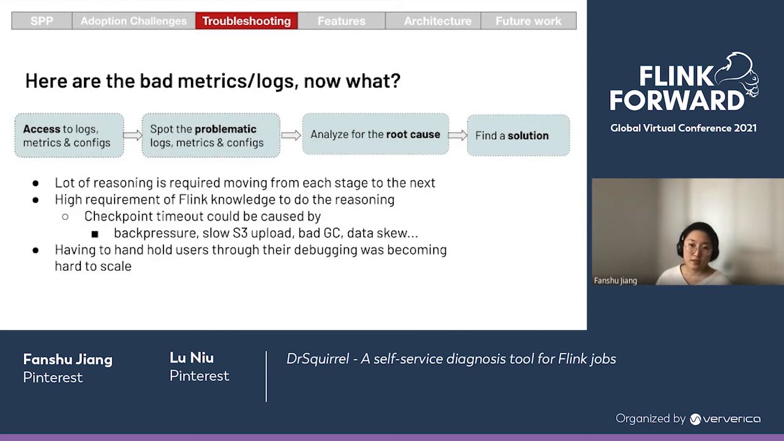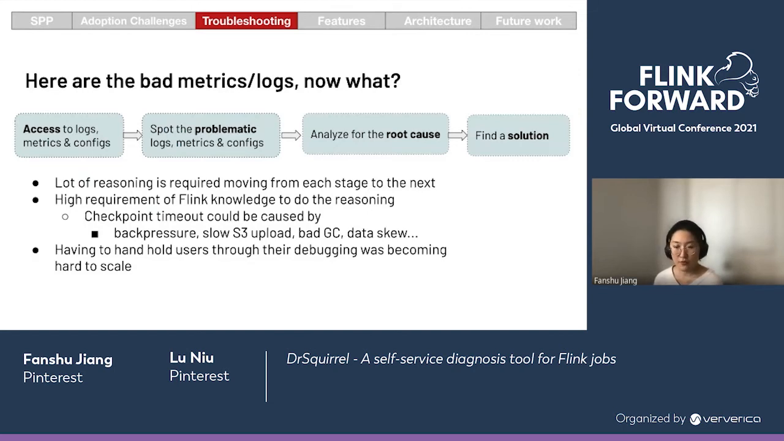Second, we notice when people find some bad job symptoms, the solution is not obvious right away. In fact, Flink troubleshooting needs multiple stages of reasoning, from identifying what metrics and logs are problematic, to analyzing them for the root cause, and eventually finding a solution for it. So this requires engineers to have a solid Flink knowledge way beyond just data stream APIs.